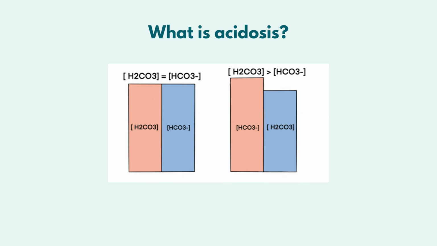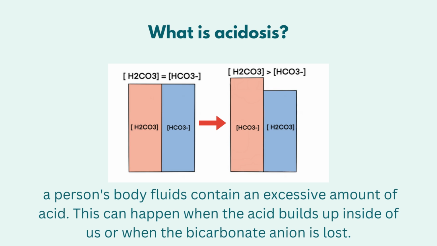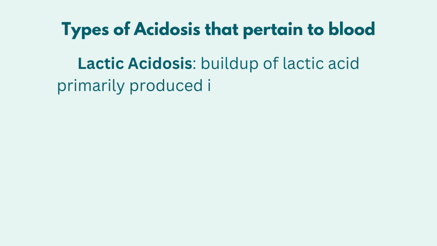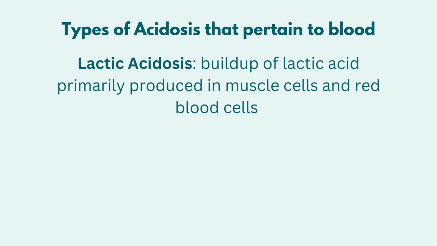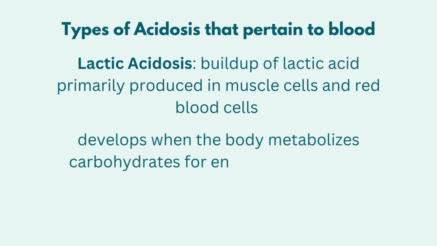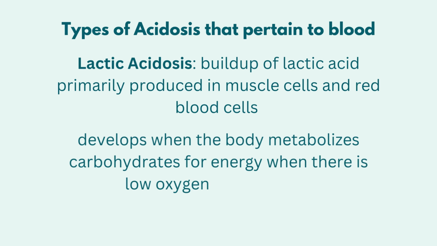The first condition I'm going to go over is called acidosis, which occurs when a person's body fluids contain an excessive amount of acid. This can happen when the acid builds up inside of us or when the bicarbonate anion is lost. A really good example of this that relates to blood is lactic acidosis, which is a buildup of lactic acid primarily produced in muscle cells and red blood cells. It is a particular type of acidosis that pertains to blood, and it develops when the body metabolizes carbohydrates for energy when there's a low oxygen amount in our bodies.